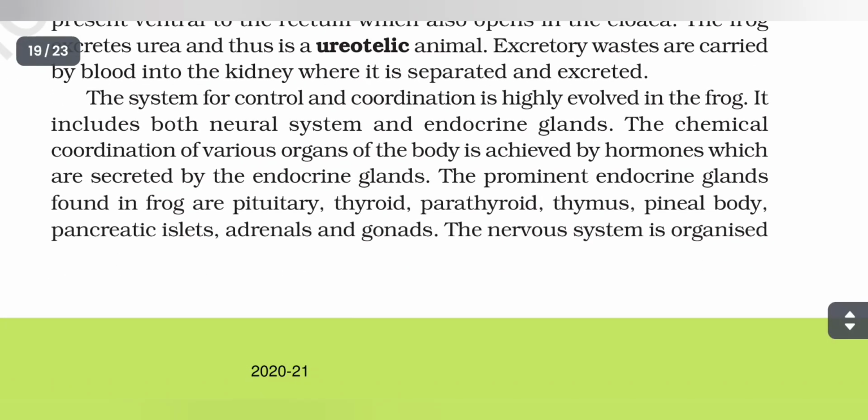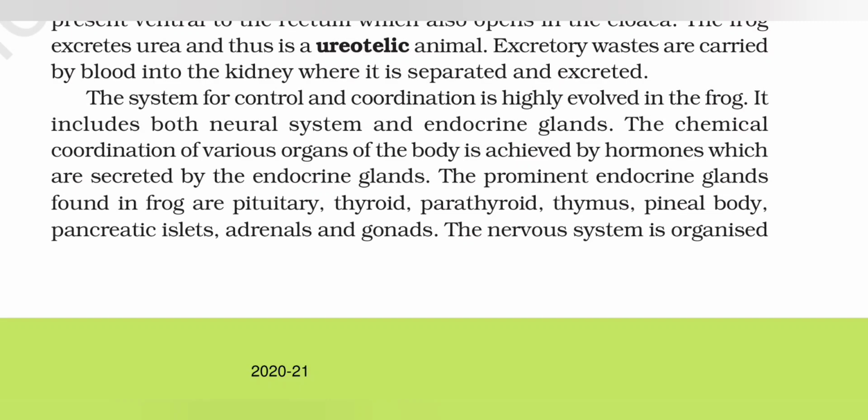The system for control and coordination is highly evolved in the frog. It includes both the neural system and endocrine glands. The chemical coordination of various organs of the body is achieved by hormones which are secreted by the endocrine glands. The prominent endocrine glands found in frog are pituitary, thyroid, parathyroid, thymus, pineal body, pancreatic islets, adrenals, and gonads.